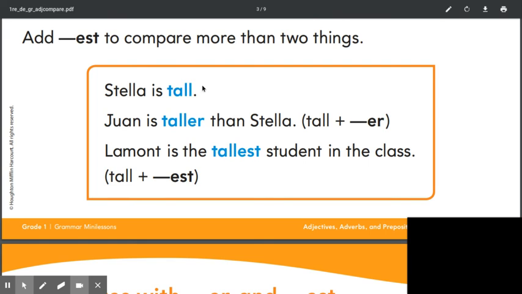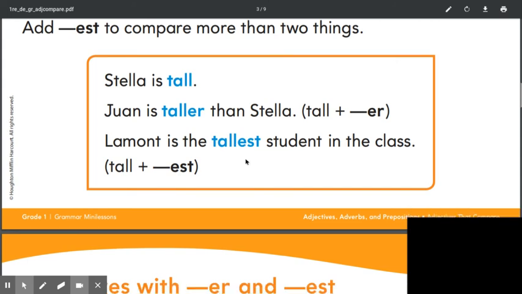We're comparing two kids. Lamont is the tallest student in the class. We're comparing all the kids in the class, so we're going to use EST. Tall is the base word plus EST gives us the adjective tallest.